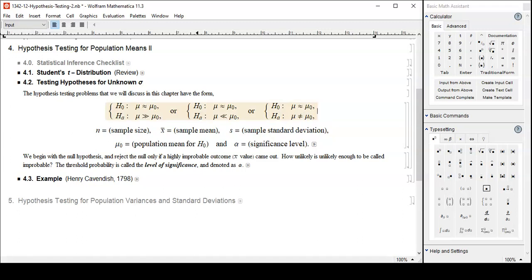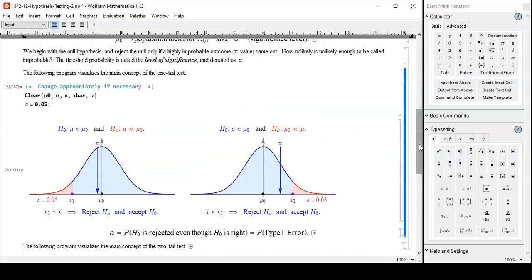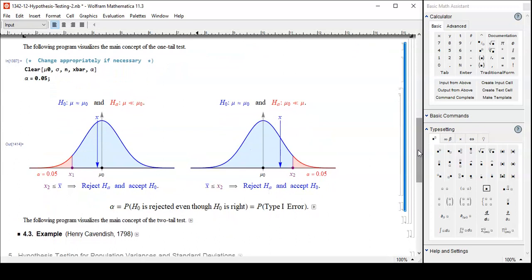The mathematical structure of hypotheses, remember, and important sample statistics: sample size, sample mean, and sample standard deviation. And mu0 is for the null, the population mean for the null hypothesis, and the significance level. They are not coming from the sample, and they are coming out of nowhere from the problem itself. And then we can visualize the critical value method like this.